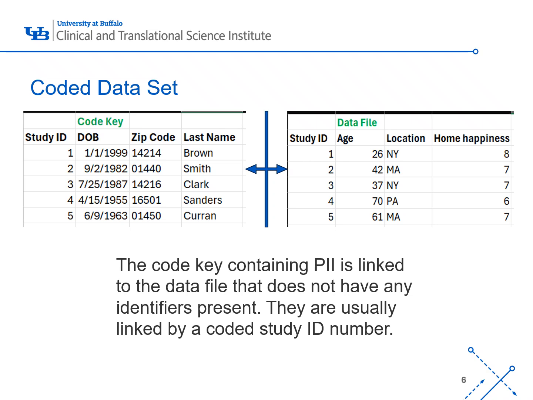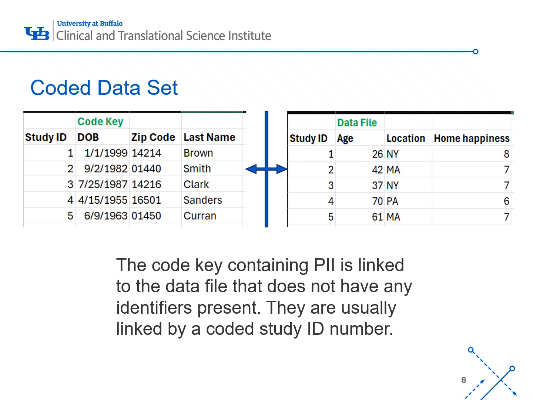Here's an example of a coded data set. You'll notice on the first image on the left where identifying information is placed. You have a study ID number that serves as the study code, and identifiable information such as date of birth, zip code, and a participant's last name. On the right side image, you still have the study ID, the code number, and you have other data points listed there, but none of those are listed as identifiers.